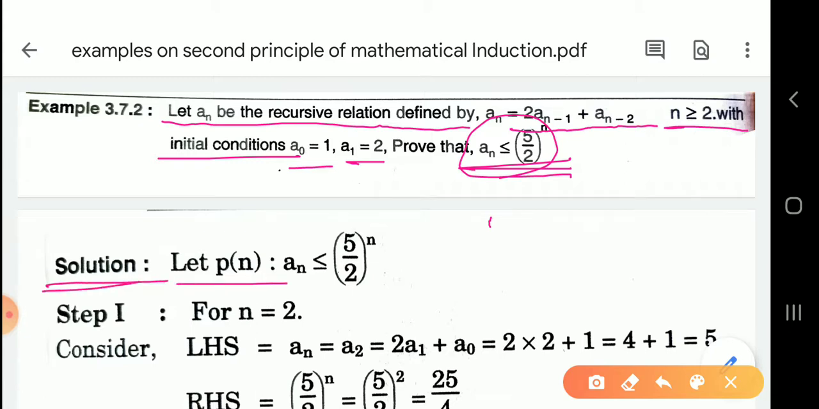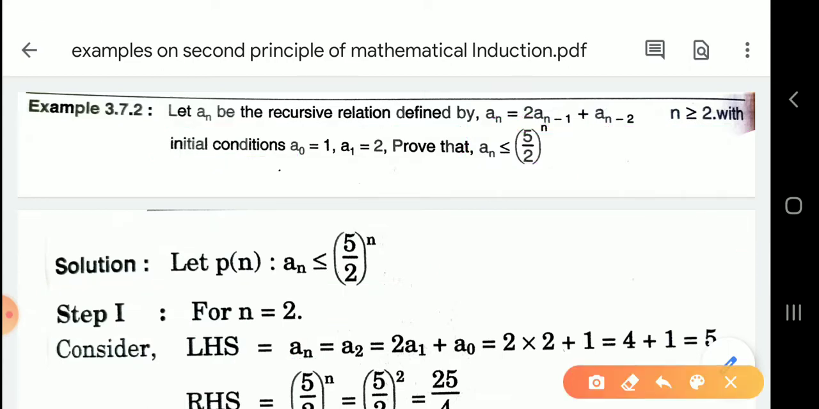Let p of n be: an is less than or equal to 5 upon 2 raised to n. We will prove this result for n is equal to 2, since here the starting value of n is 2. So first we prove this result for n is equal to 2, which is our step 1. For n is equal to 2, our LHS is an. The relation of an is given as an is equal to 2an minus 1 plus an minus 2.